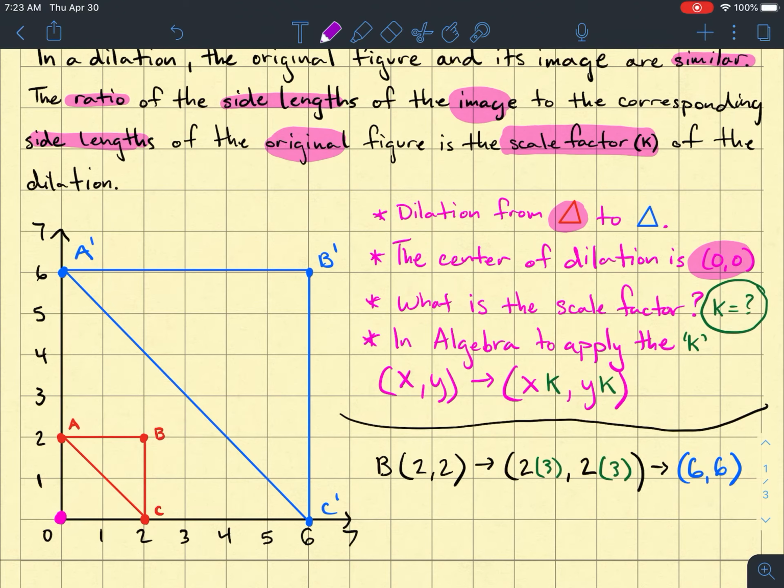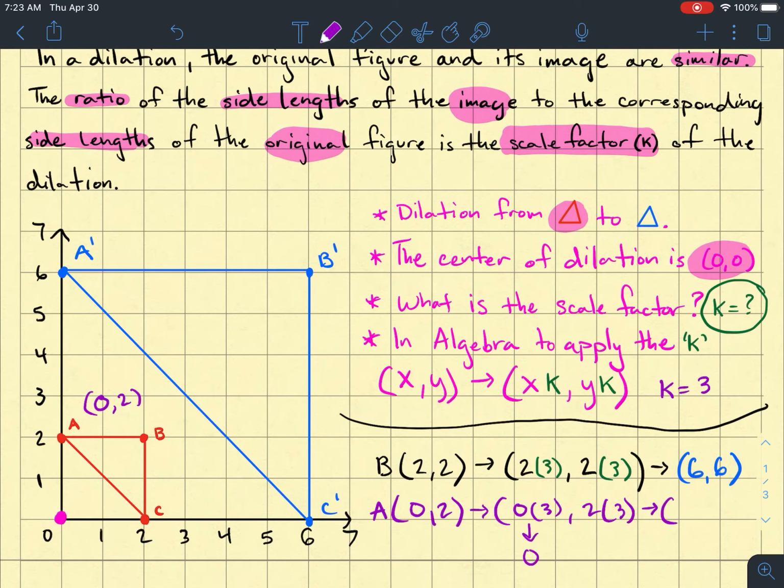A on the original figure is located at 0 and 2, right? So we're going to be talking about A. A is located at 0 and 2. We know the scale factor is 3, so we know K is equal to 3. So that means my 0 is going to be multiplied by 3, and my 2 is going to be multiplied by 3.